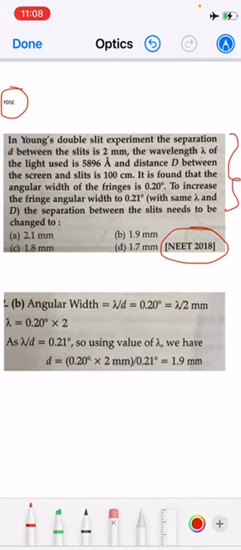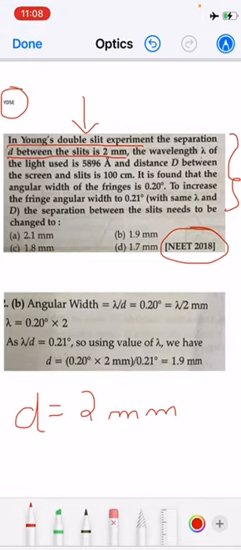So let us start. What is said is, in Young's double slit experiment, so the first indication is you have understood the topic. The separation small letter d between the two slits is 2 millimeter. Therefore, I know the separation small letter d is 2 millimeter. And if you look at the options, all options are given in millimeter. Therefore, I don't need to convert into SI unit. Now, they are asking what is the wavelength lambda. Wavelength lambda is given as 5896 angstroms.